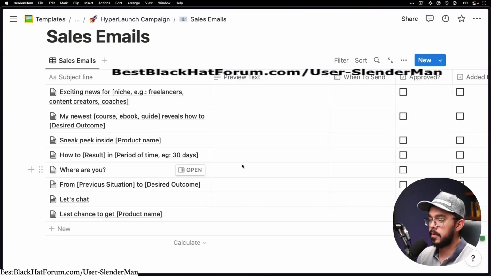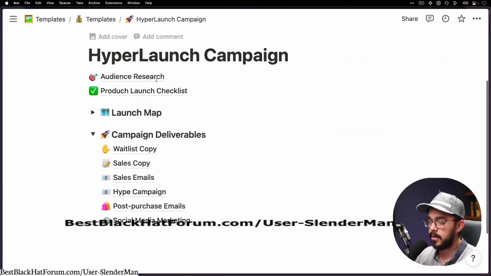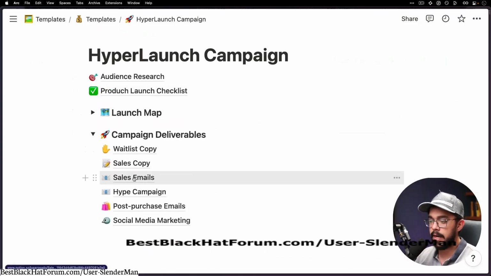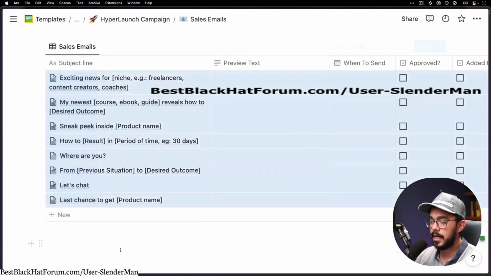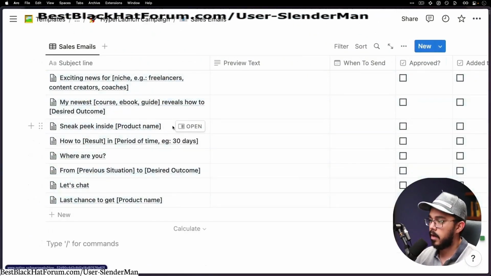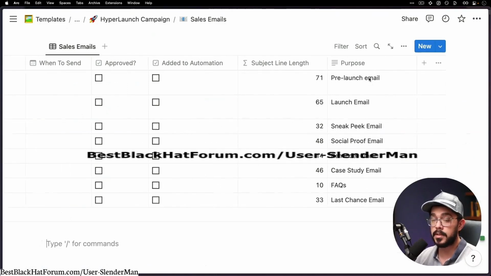Okay, let's talk about creating your sales emails. First, here in Hyperlaunch Campaign, you'll see your sales emails right here. And here you'll have a bunch of templates that you can reuse as many times as you want. Now, all of these templates are self-explanatory, and here I describe the purpose of each email.